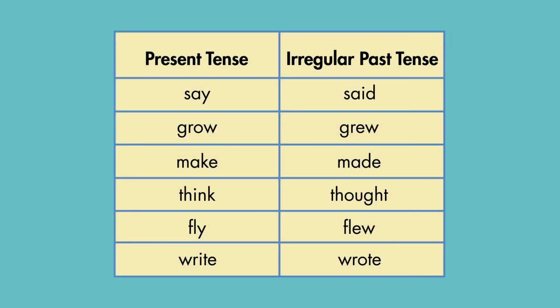These are called irregular past tense verbs. Notice that there is no pattern to the way these verbs change from present tense to past tense.